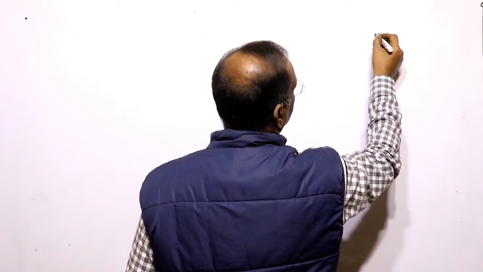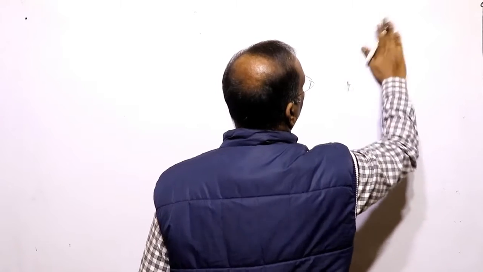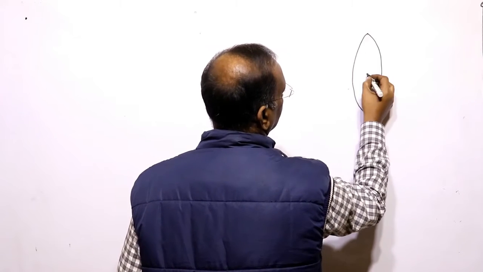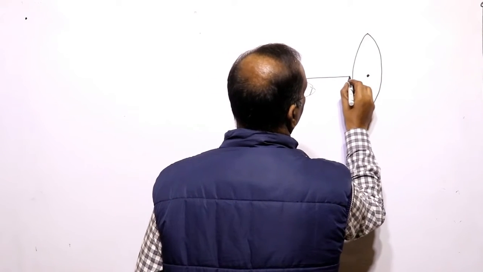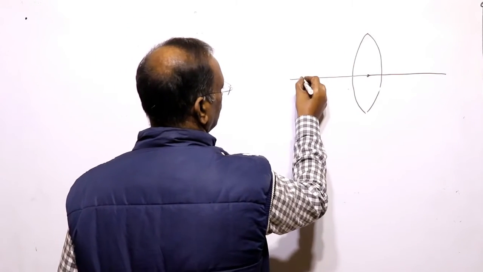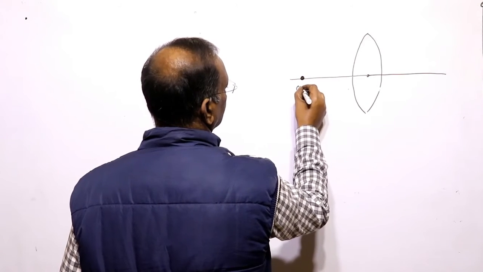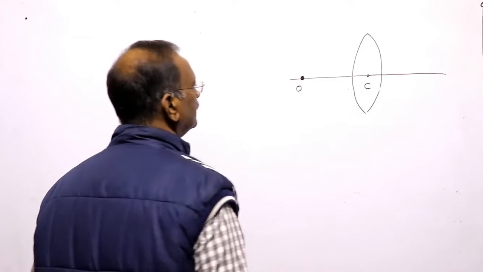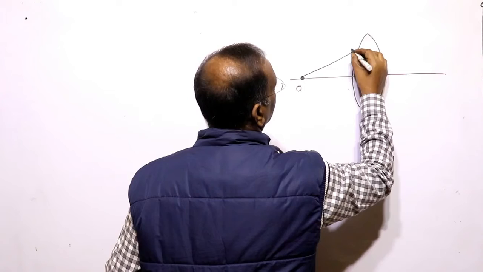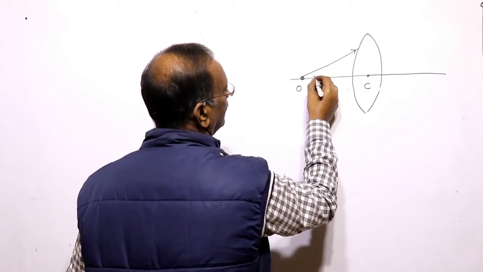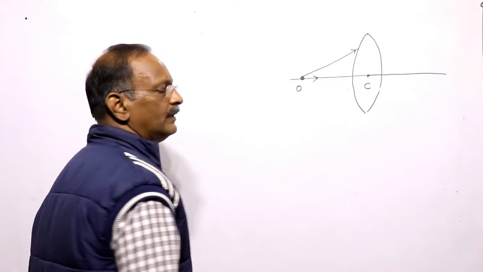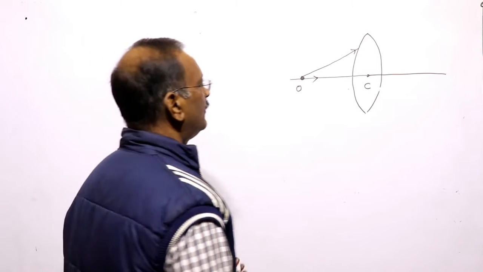Consider a convex lens, having its optical center here. This is the principal axis. We keep a point object here, this is the object, and this is the optical center. A ray from the object will go and strike here, and another ray will go like this. We need two rays from the object to locate the image.